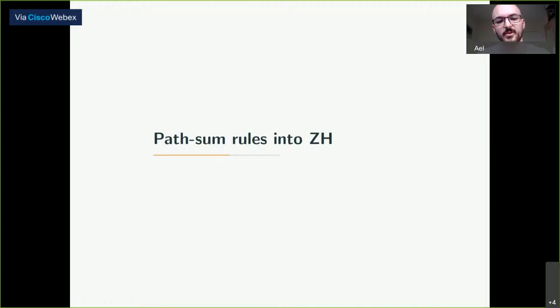Now that you've seen all this, I'm going to present you the more general results of the path sum rules in ZH. So for now, we've only seen examples, but we can actually picture the full rules as full equalities between diagrams in the ZH calculus.